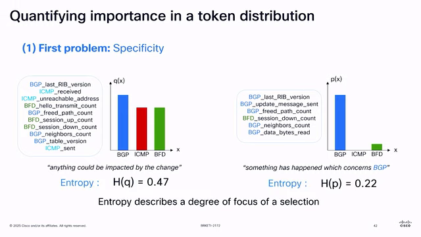And if you just look at the entropy of those, entropy in information science is the level of surprise or uncertainty relative to the random variable's outcome, right? So if something is equally surprising, the entropy is relatively high. If there is little surprise in the outcome, like here, it's almost always BGP, then the entropy is low. So entropy describes the focus of a particular selection.